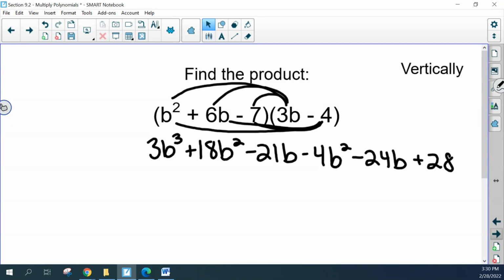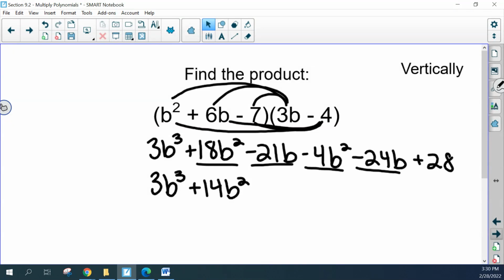We need to combine like terms. So there are no other b cubed, so I'm going to rewrite that, 3b cubed. And then we need to combine 18b squared minus 4b squared. So that'd be positive 14b squared. And negative 21b minus 24b would equal a negative 45b. And then drop down the plus 28.